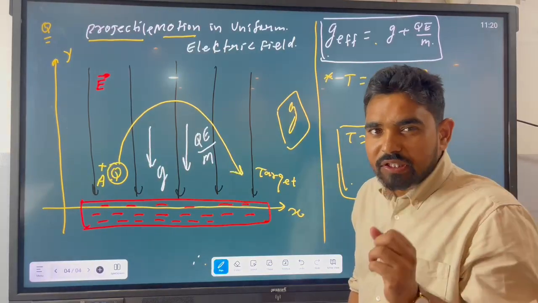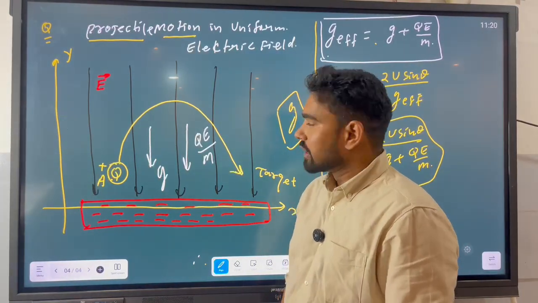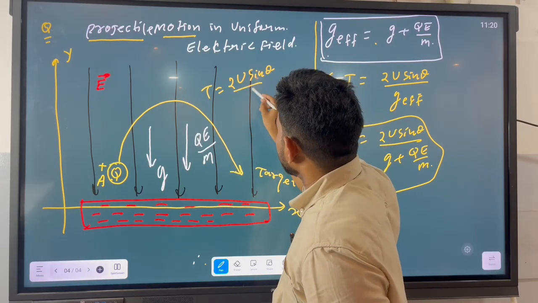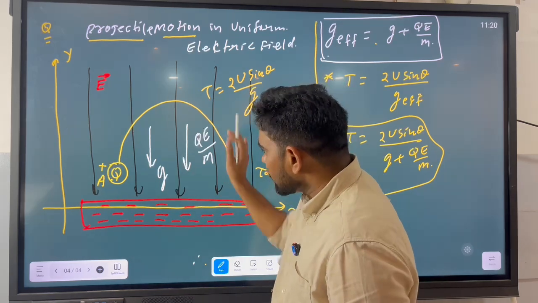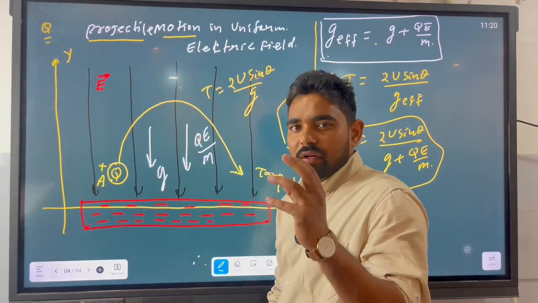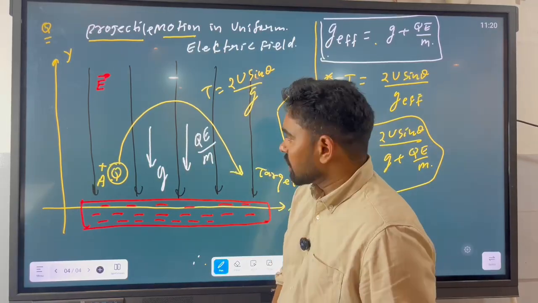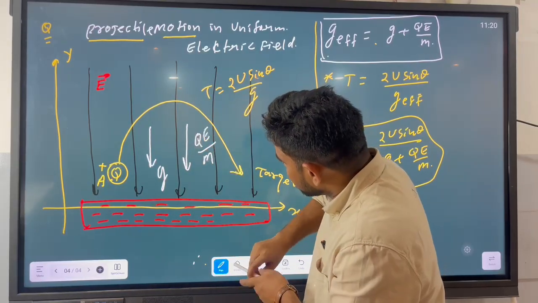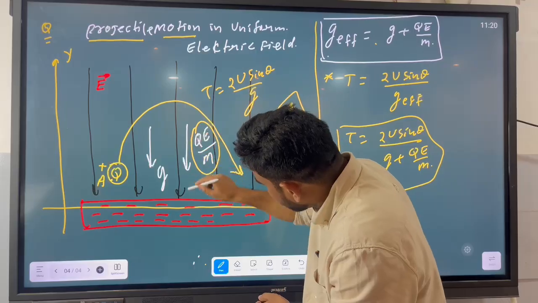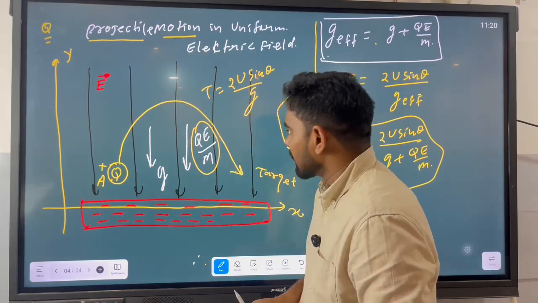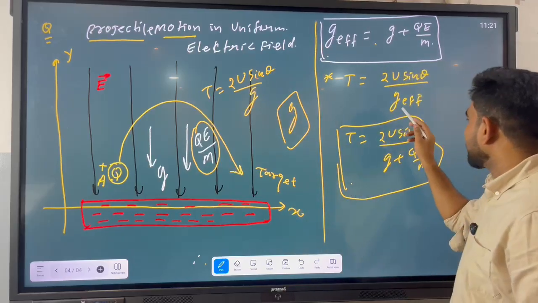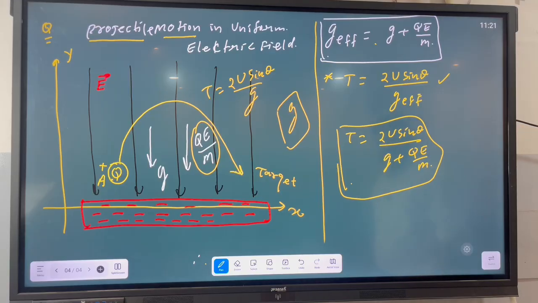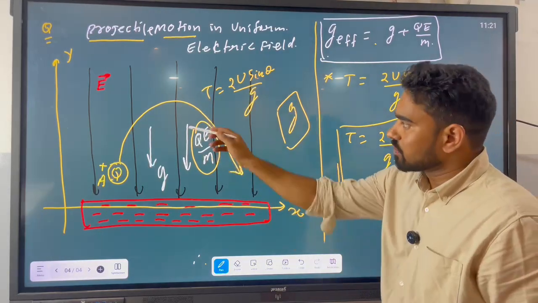This is a most important concept for your JEE exam and also NEET exam, because the basic formula 2u sin theta divided by g holds when no external field is applied during projectile motion. But when an external field is applied like this, the acceleration due to the electric field is vertically downward, gravity also acts downward, so we use g effective. This is the formula of the time of flight of the charged ball.